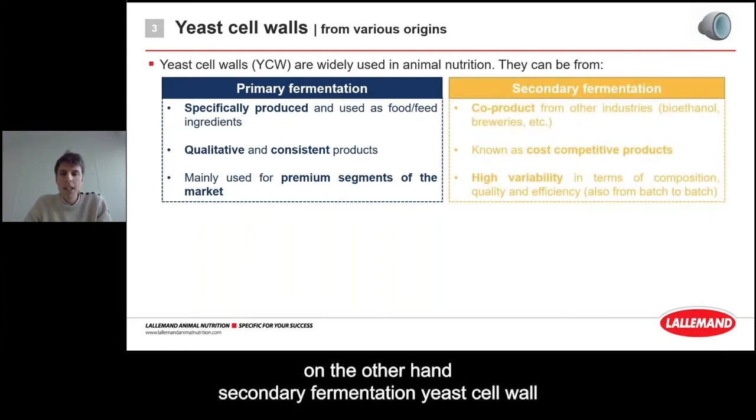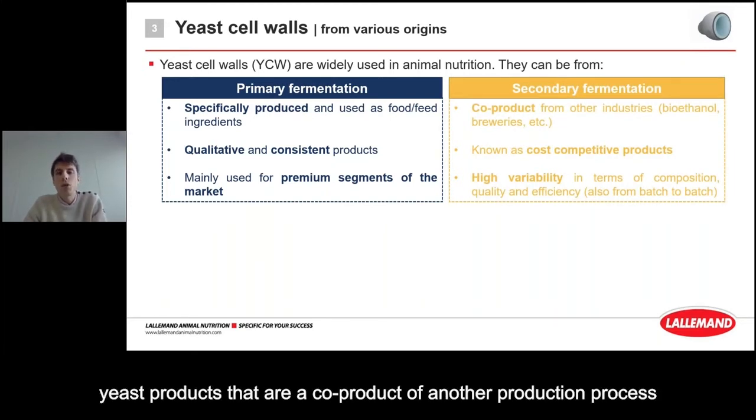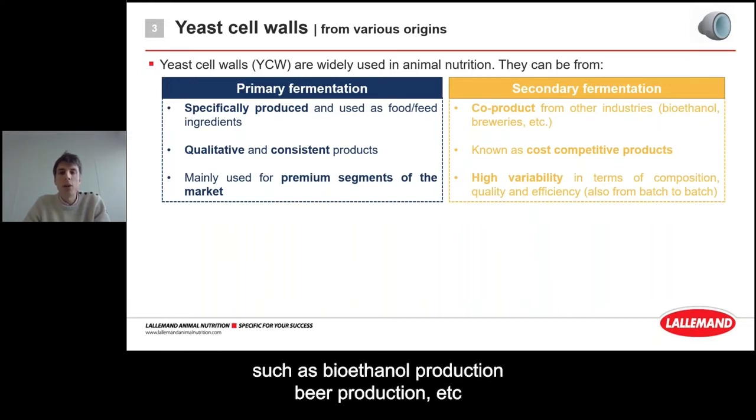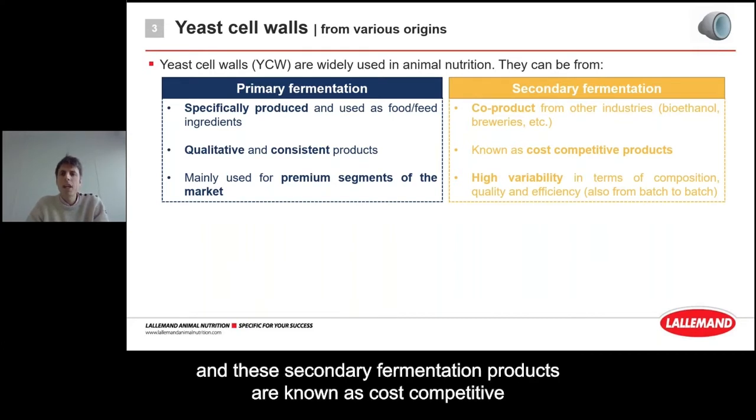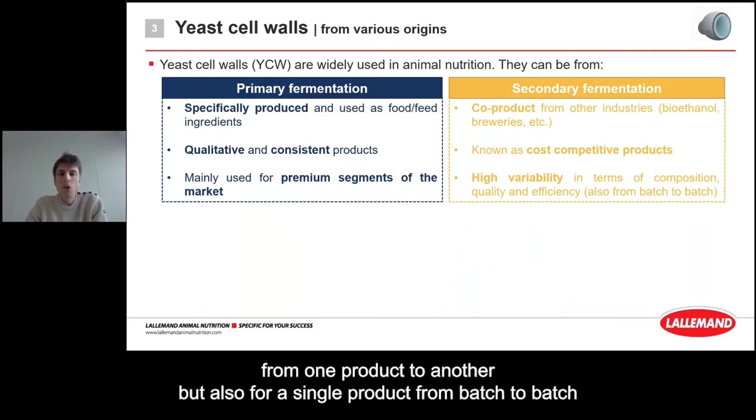On the other hand, secondary fermentation yeast cell wall concerns yeast products that are a co-product of another production process, such as bioethanol production, beer production, etc. And these secondary fermentation products are known as cost competitive, but with a high variability in terms of composition, quality, and efficiency from one product to another, but also for a single product from batch to batch.